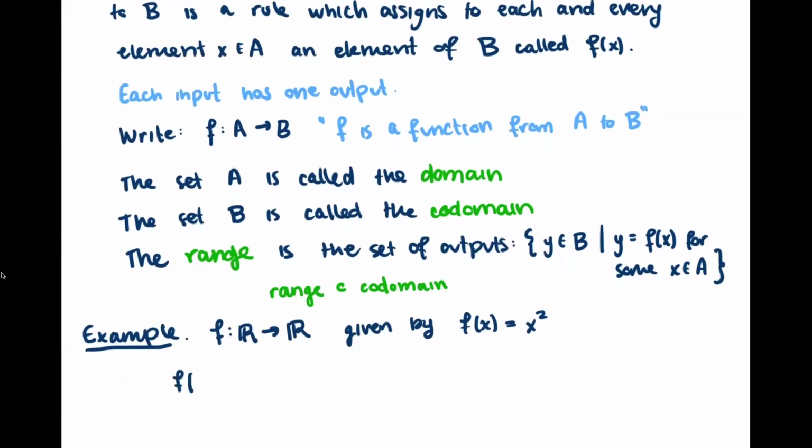So f of 0. We're just going to take that input and square it. So 0 squared is 0, so f of 0 is 0. F of 1. So 1 squared is 1, so we just get 1 again. F of 2 is 4, and so on. You can keep calculating. And one thing that I want to point out is that if I plug in, say, -1, I also get 1.